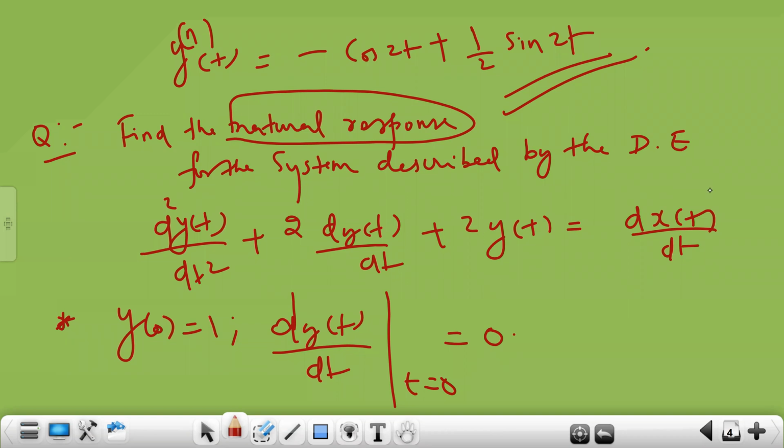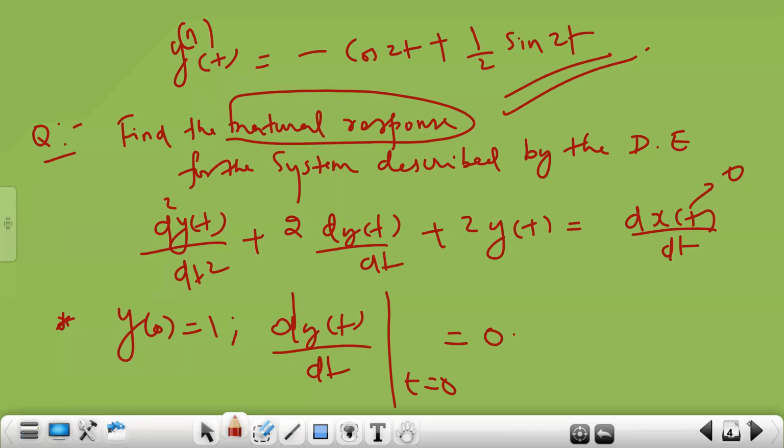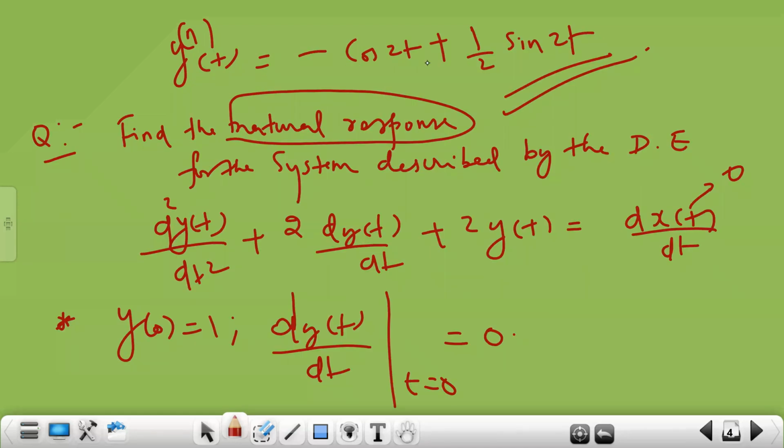So take RHS as 0 and rewrite the equation so that this equation will become d square y of t by dt square plus 2 dy of t by dt plus 2y of t is equal to 0. Now we need to write the characteristic equation for this.